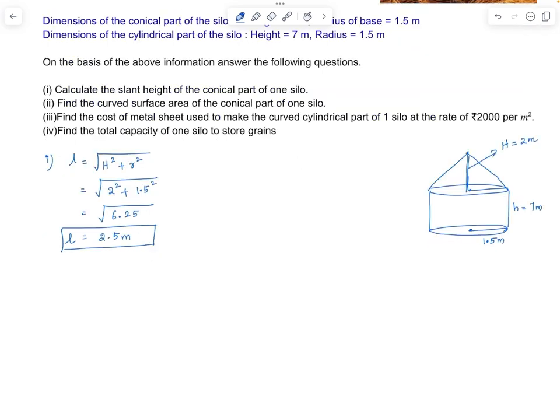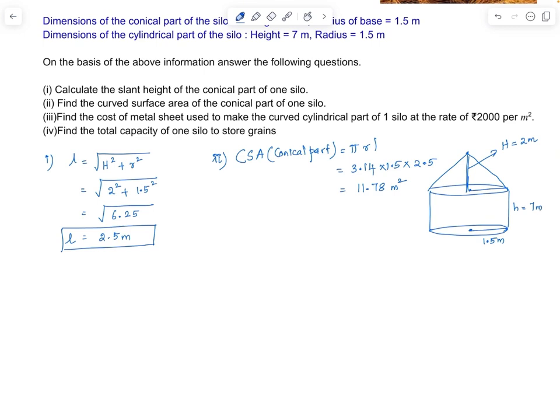Question 2. Find the curved surface area of the conical part of one silo. So CSA of conical part is pi r L. Pi can be taken as 3.14, r is 1.5, L is 2.5. On multiplying we get 11.78 meter square.